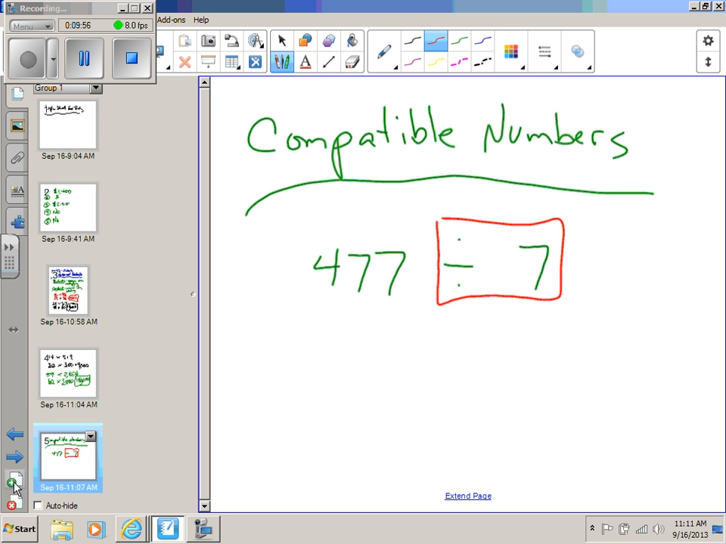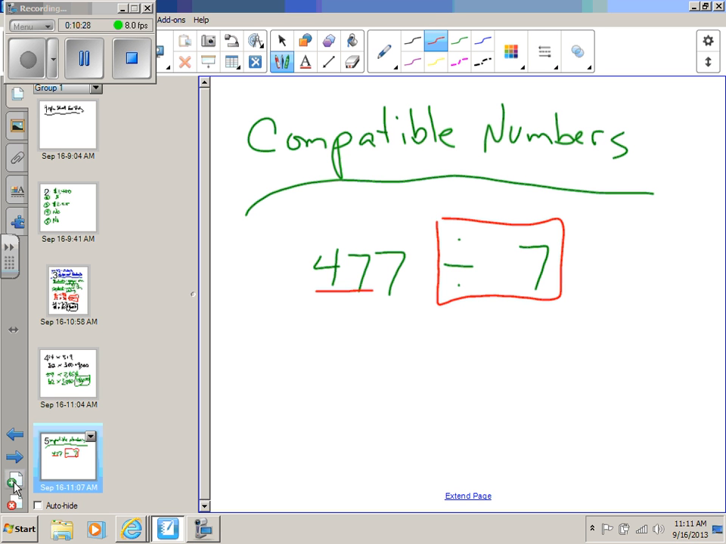All right, 477 divided by 7. Now, we know our sevens. We're familiar with our sevens. But 400, let's do this. If it's a 3-digit number, 4-digit number, 5-digit number, I still want to look at just the first two digits. Okay? Let's look at the first two digits. I'm going to ask myself a question. What number closest to 47 is divisible by 7?